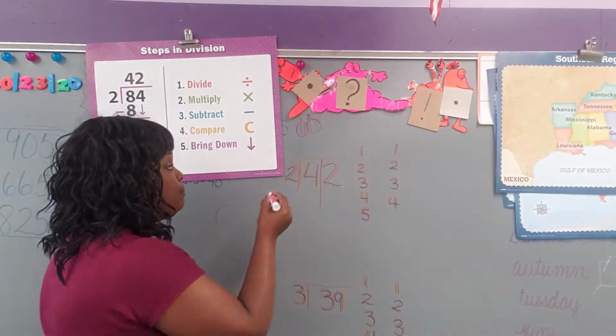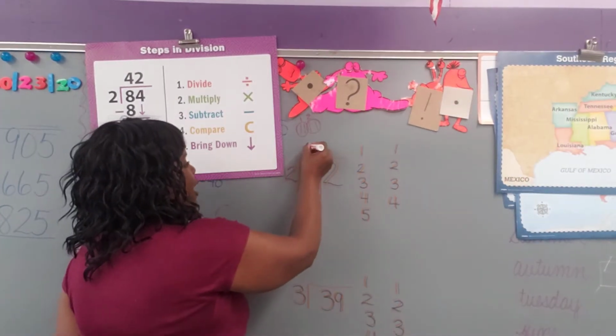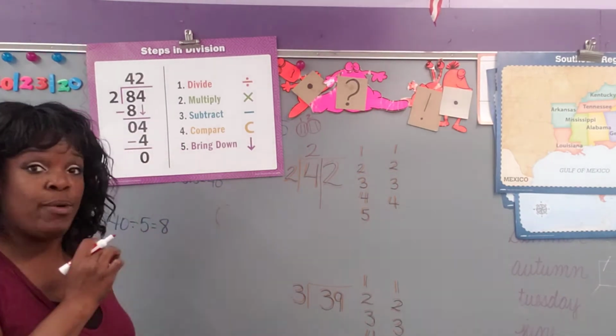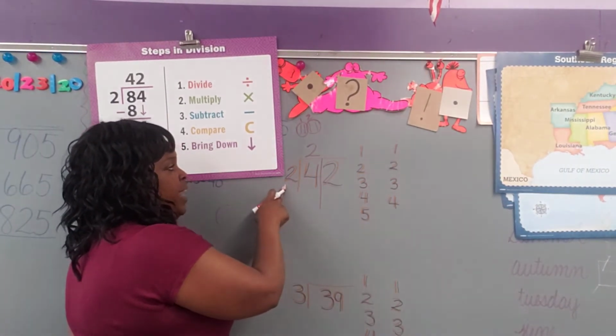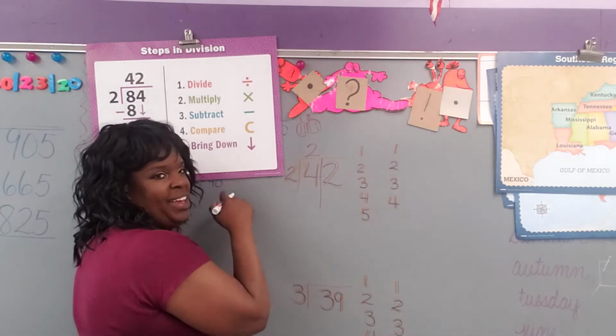It's still 2. Where does our answer go? Yes, Aliyah, it goes on top. Our answers always go on top, right above the 4, okay? Because 4 divided by 2 equals 2. 4 divided by 2 equals 2, okay?